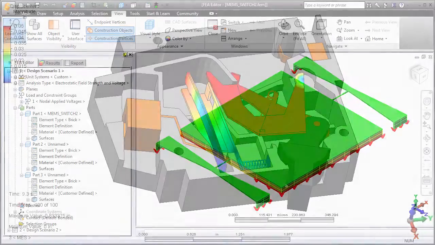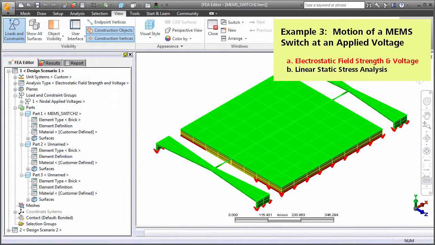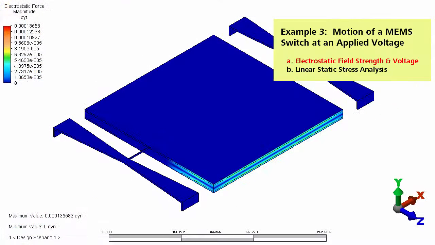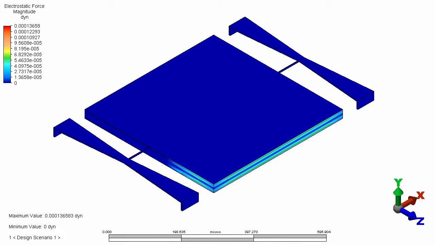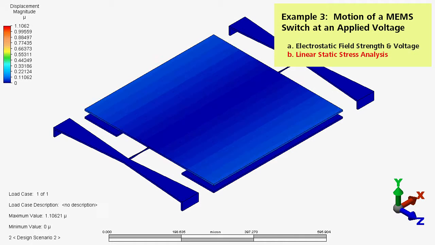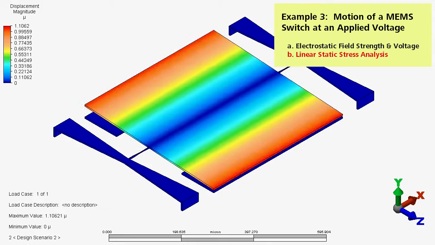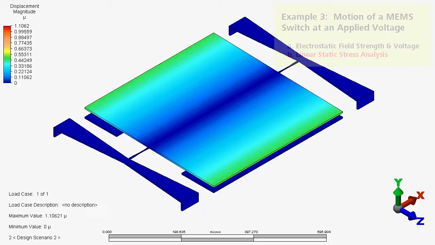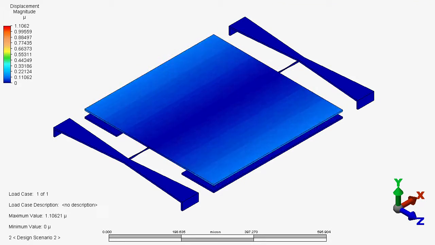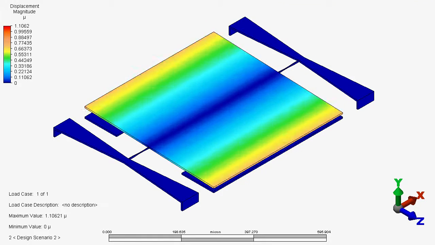Our next multiphysics example is commonly used in the analysis of microelectromechanical systems, or MEMS, devices. First, run an electrostatic field strength and voltage analysis using the option to output electrostatic forces at the appropriate model surfaces. In the second design scenario, apply the electrostatic forces from the prior scenario as a structural load in a linear or nonlinear structural analysis. Use this workflow to determine the displacement of MEMS devices for various applied voltages.